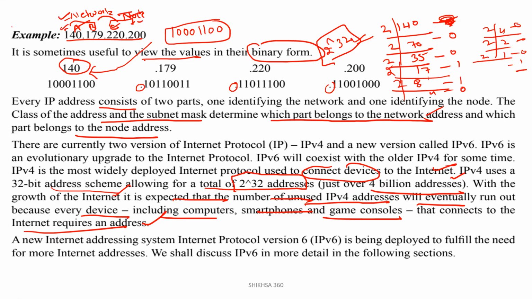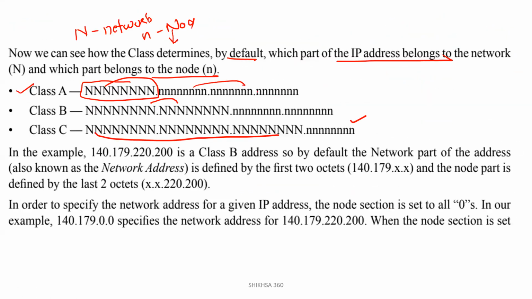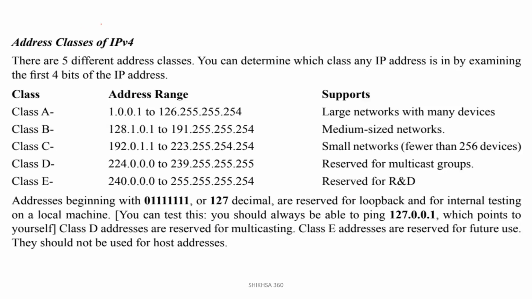I will take the example of class B here. Now you are able to understand how the classes make the difference. This is the example. Address classes of IPv4: there are 5 different address classes. You can determine which class any IP address is in by examining the first 4 bits of the IP address. Okay, the first 4 bits.